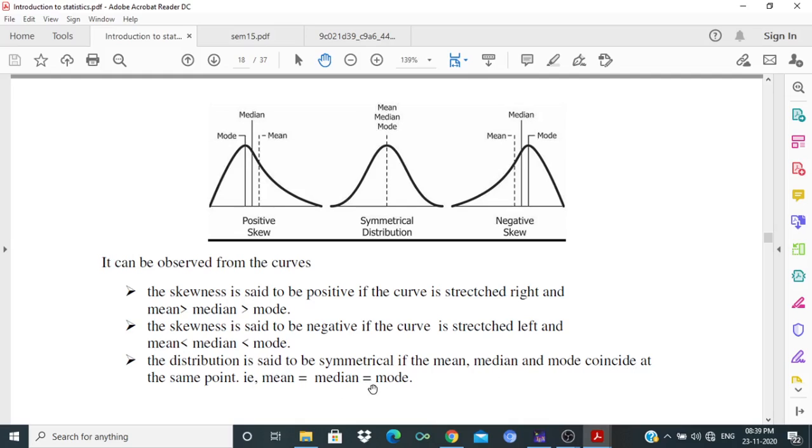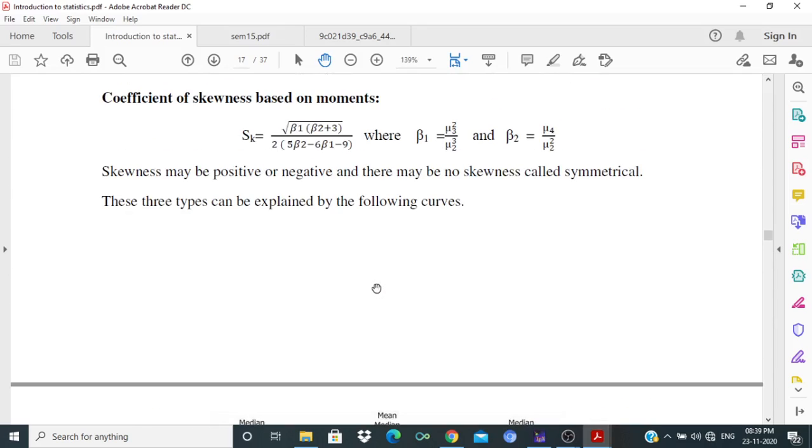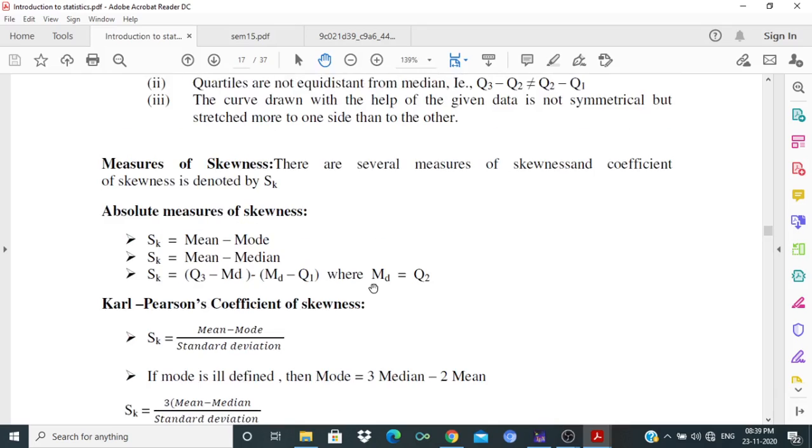Mean, median, mode coincide, it is a symmetrical distribution. So this is another characteristic of frequency distribution, that is skewness. Skewness is lack of symmetry. There are two types of skewness, one is positive skew and another is negative skew. There are three measures to measure the skewness.